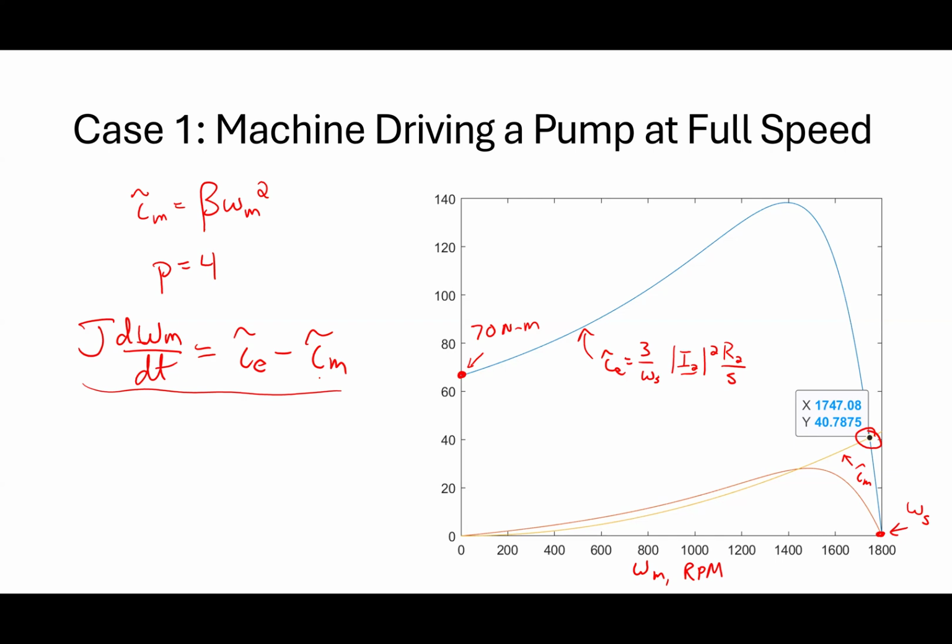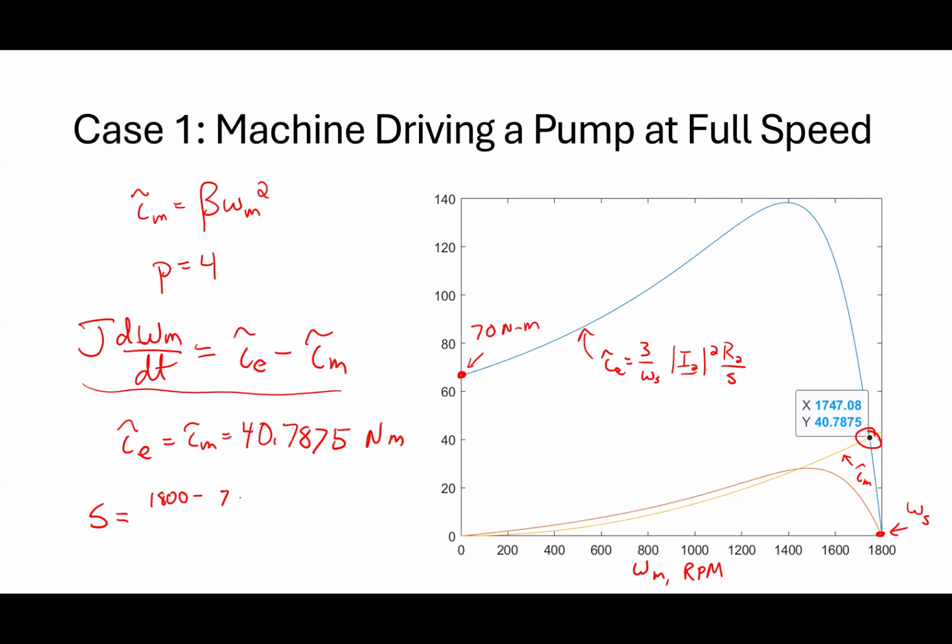So my torque electrical and torque mechanical at my operating point is apparently 40.7875 Newton meters, and my speed is apparently 1747.08 RPM. So how would I figure out my slip? Slip is the percent difference from synchronous speed. You can go back to the equation, but basically, what's the percent difference from synchronous speed? Yes, 1800 minus 1747.